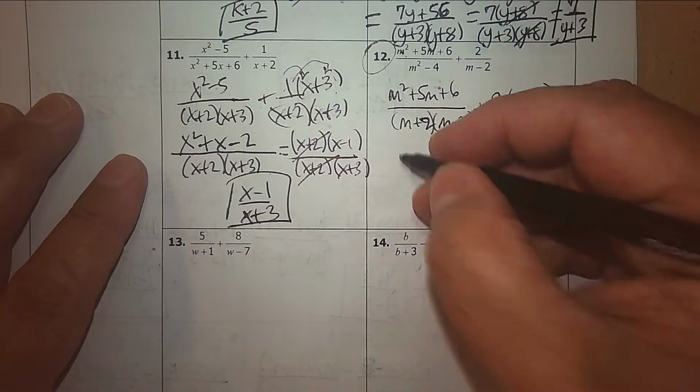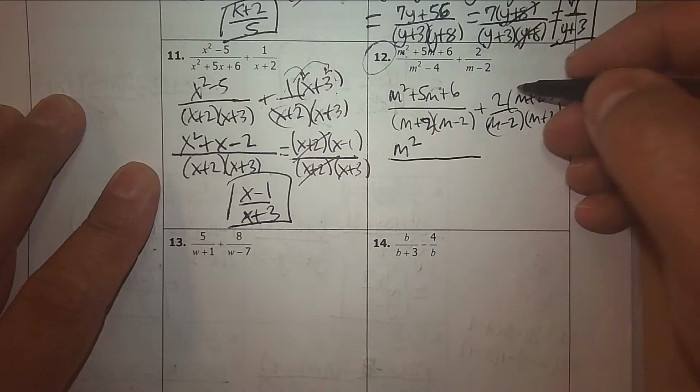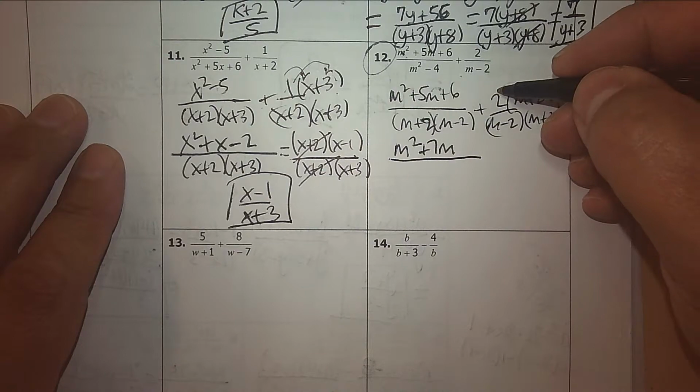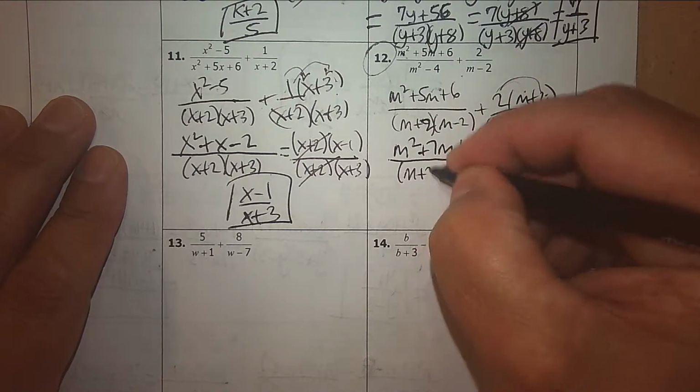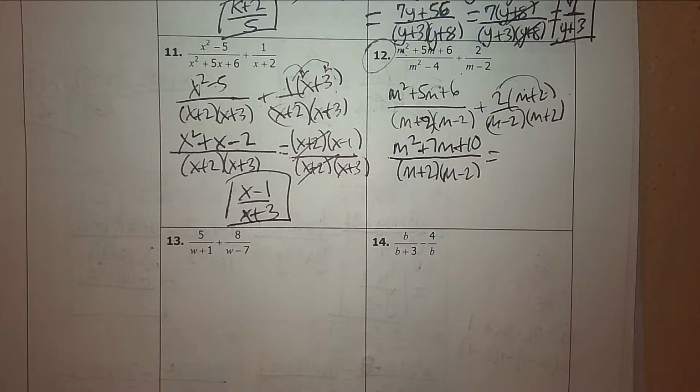So if I put this all together, M squared, 5M plus 2M is 7M, and 6 plus 4, did you see the 4? Is 10. The denominator is M plus 2, M minus 2. Try to do the last step. The challenge step is make the denominators the same. And then the numerators, you might have to distribute, combine like terms to get to here. Now, can you do the next step? Strike out and see what the answer is.